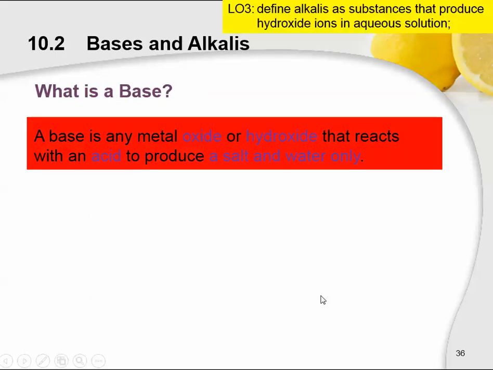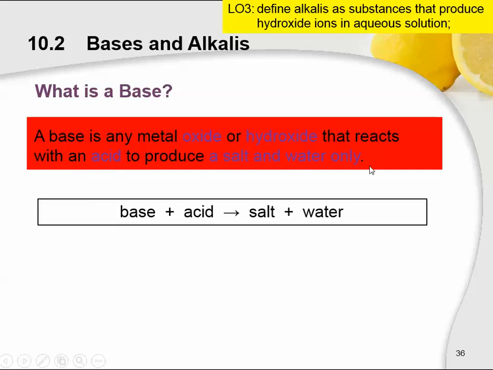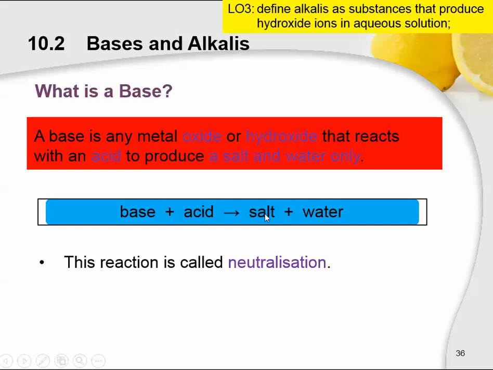So what is a base? This is a very important definition. A base is any metal oxide or metal hydroxide that reacts with an acid to produce a salt and water only. So this is the general equation: acid plus base gives you salt and water, and this is called neutralization.